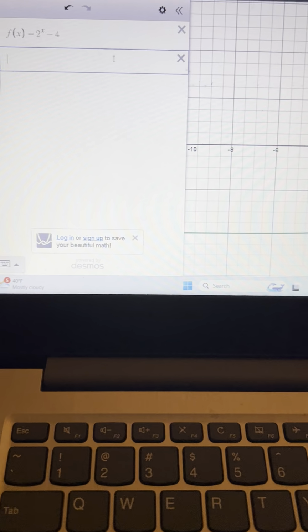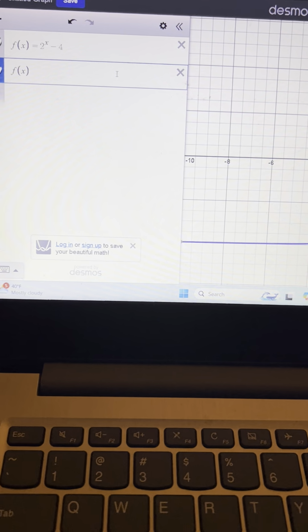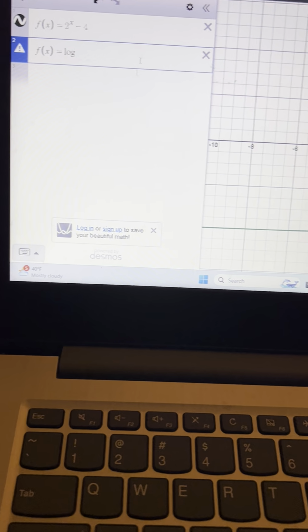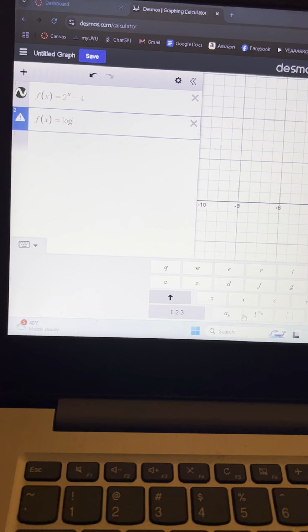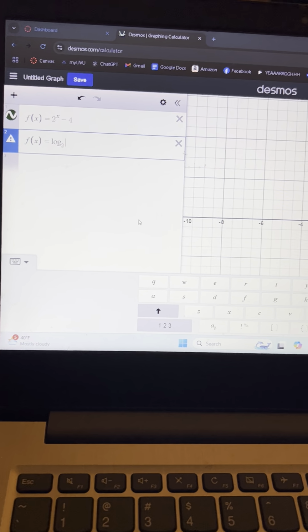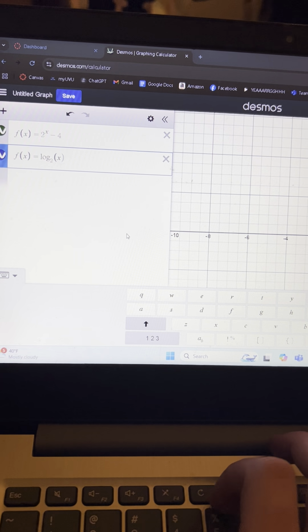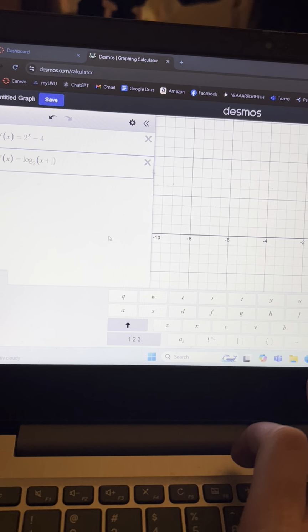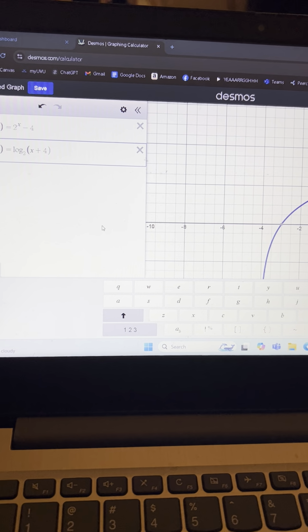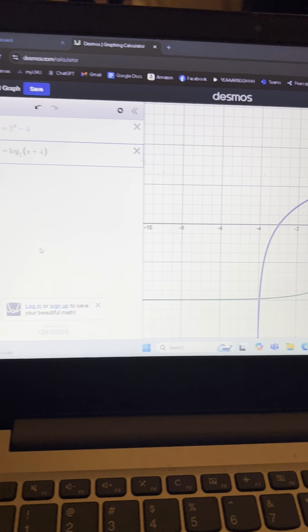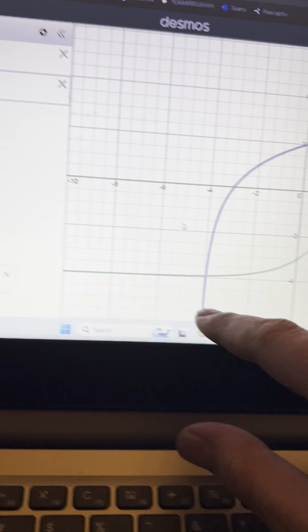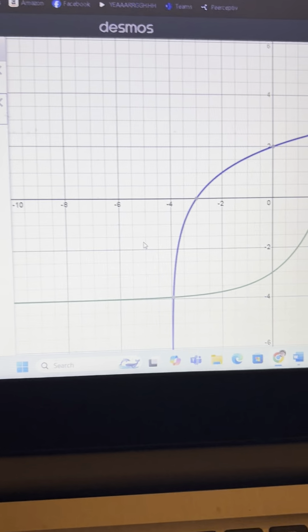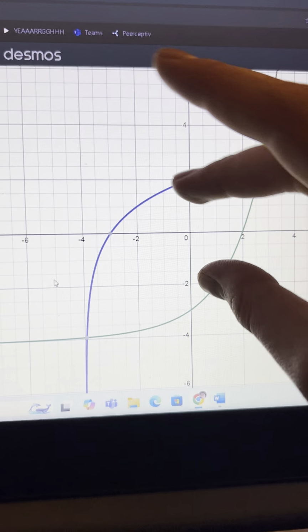So, we're going to do f of x equals log base 2 parentheses x plus 4 parentheses. And as we can see here, we have a beautiful, it's the same shape. The green one is our initial function, and the blue here is going to be our new inverse of it. And we can see it has some kind of relations to it.